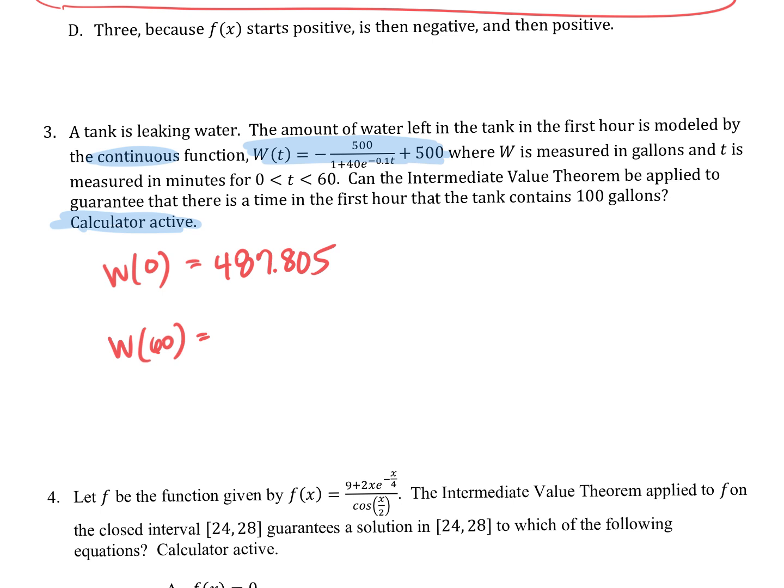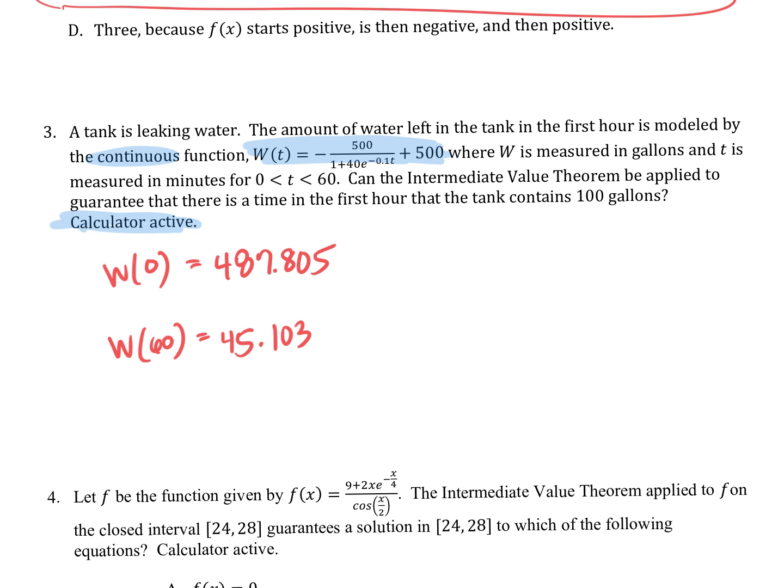I'm just going to go edit my answer. Oh, shoot. Instead of 0, I'm going to put a 60 in. I got 45. Anyone else get 45.103? So it says, can the intermediate value theorem be applied? Yes, it can, because my function was continuous. And does it guarantee that there is a time in the first hour that the tank had 100 gallons? Yes. Is 100 between 45 and 487?